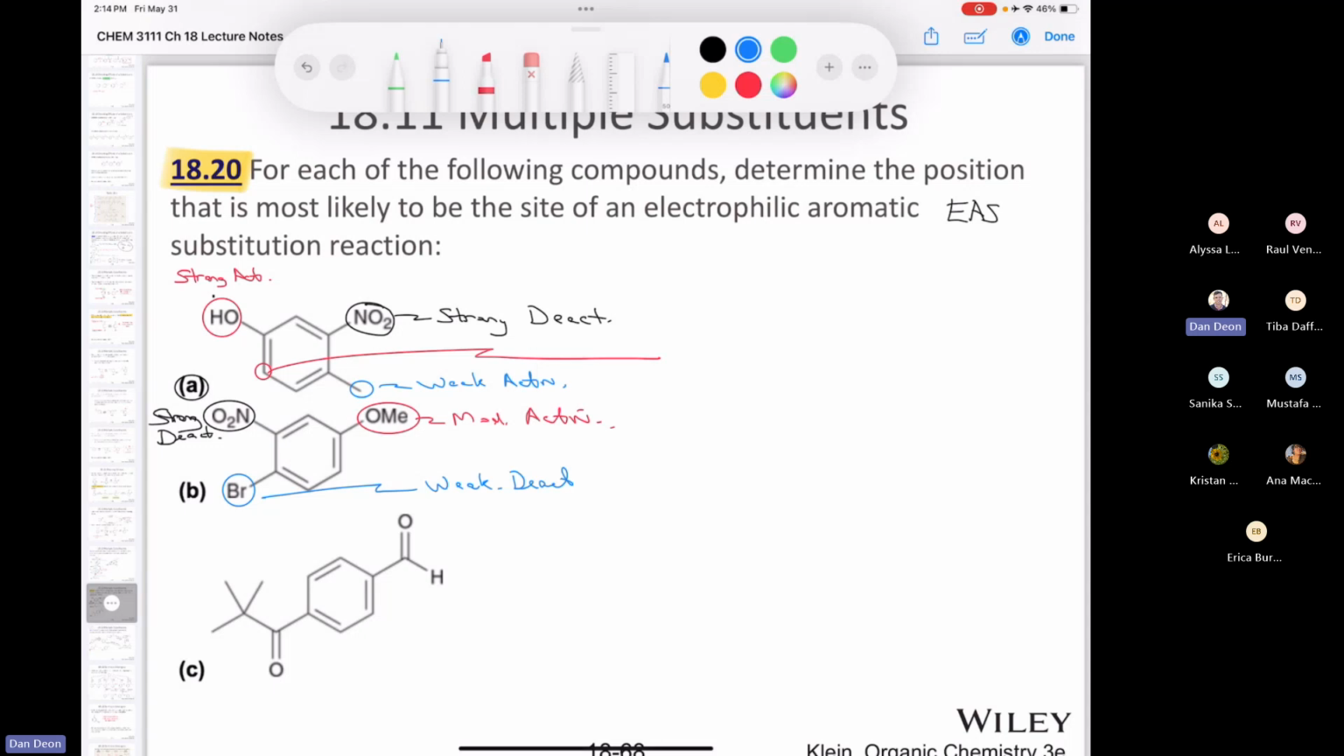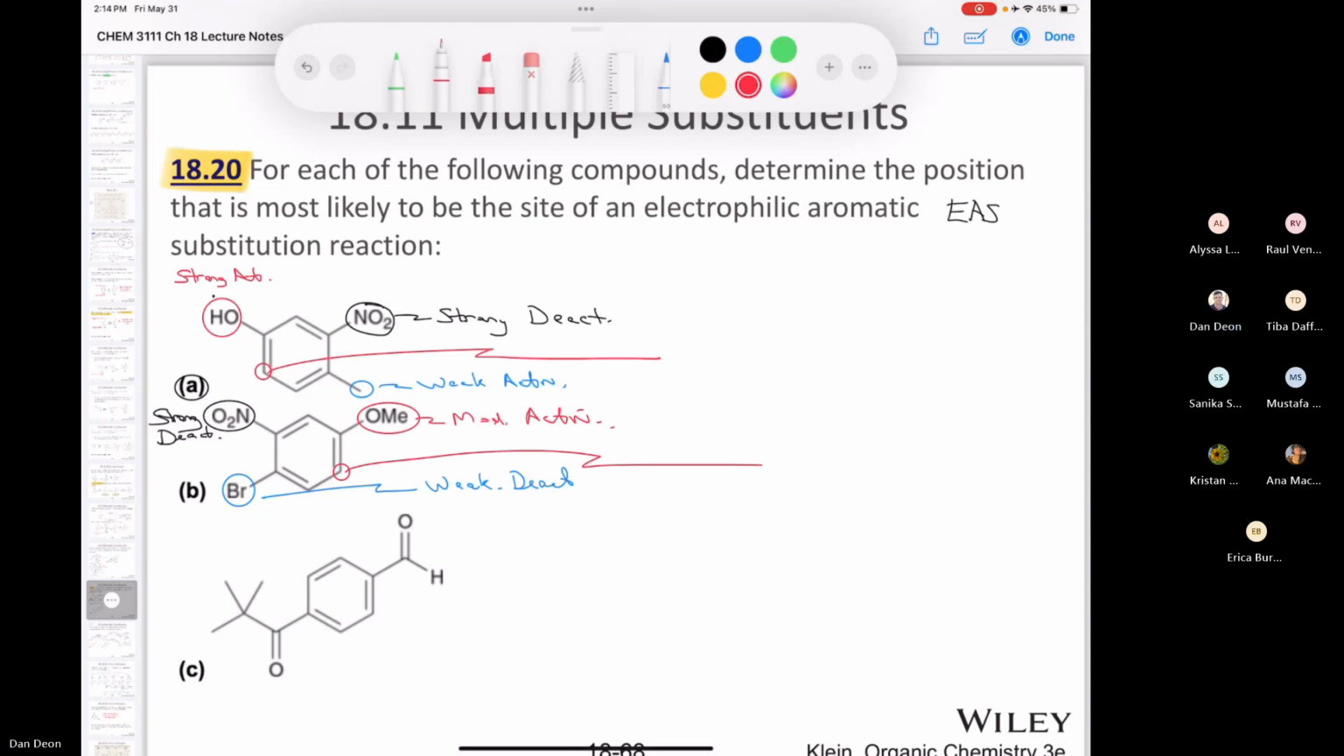The methoxy is going to direct to the ortho positions and to the para position. You can clearly see that the para position is blocked by the bromine. It's not going to go to this position because it's too sterically hindered by the nitro and the methoxy. And so it's going to direct to this position right here, ortho to the methoxy, like this.